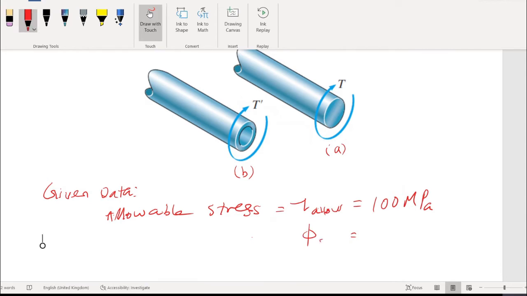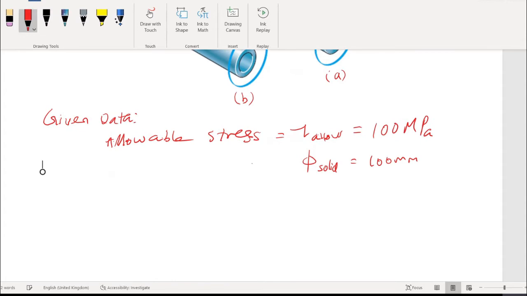Solid shaft. Need to write slowly. Solid shaft diameter is given as 100 mm, and the hollow or bored out shaft has an inner diameter of 75 mm.